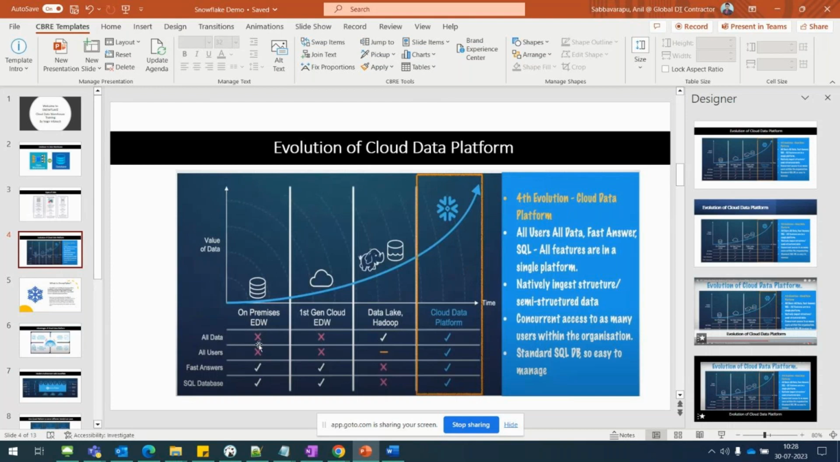Because of these disadvantages and cons, people started moving to cloud enterprise data warehouses. This is the first generation of cloud data warehouses. With on premises data warehouses, you have problems with your hardware as well. You cannot scale it as you wanted. You need maintenance activities, which are somehow reduced when you move to cloud.